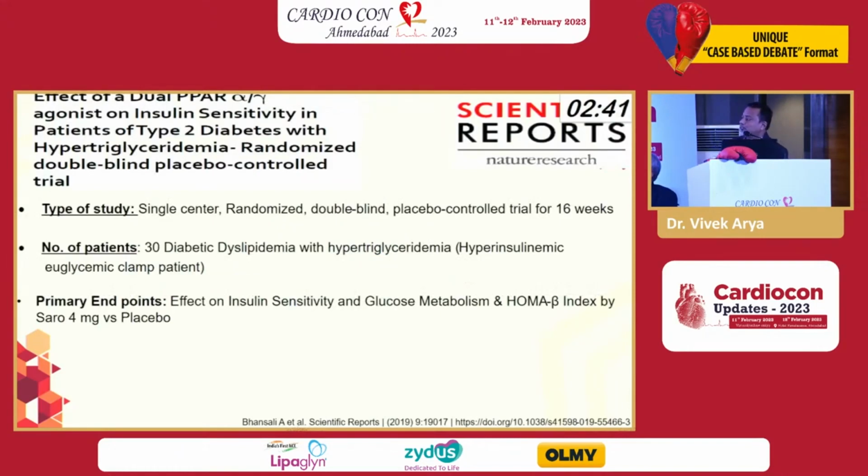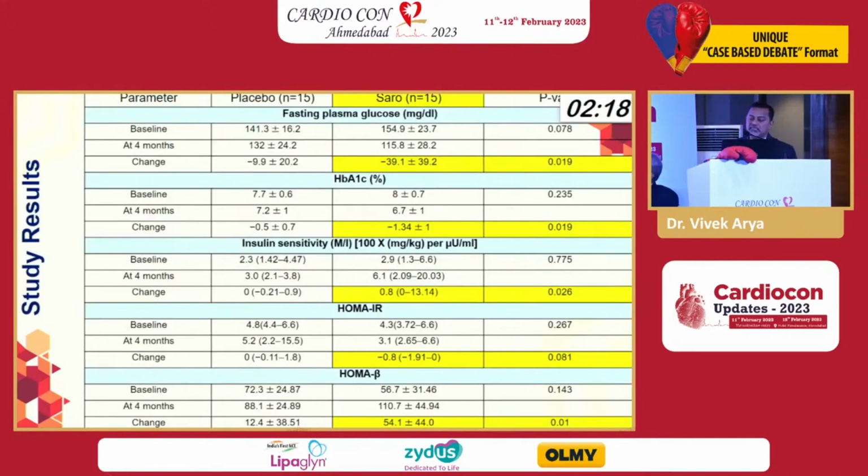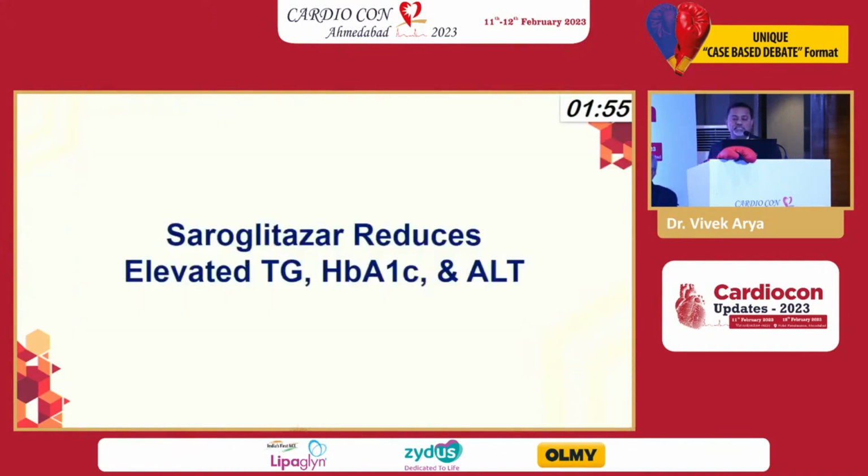These are the data about insulin resistance. There is a single center randomized trial for 16 weeks where 30 diabetic dyslipidemic patients with hypertriglyceridemia were included with hyperinsulinemic euglycemic clamp, and you find that at 4 months there was significant improvement in insulin sensitivity, as well as glucose metabolism. In these figures you can see improvement in the blood sugar level, improvement in HbA1c of almost 1.3%, and in the insulin sensitivity index, which can be measured by HOMA-IR. Again, there's a definite improvement, and overall you can see that not only diabetes but also the triglyceride levels improved along with that.